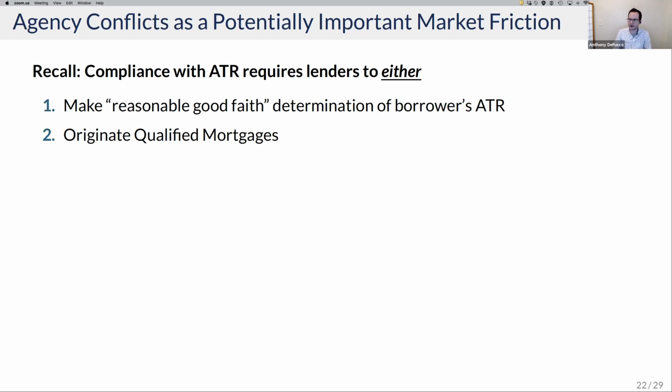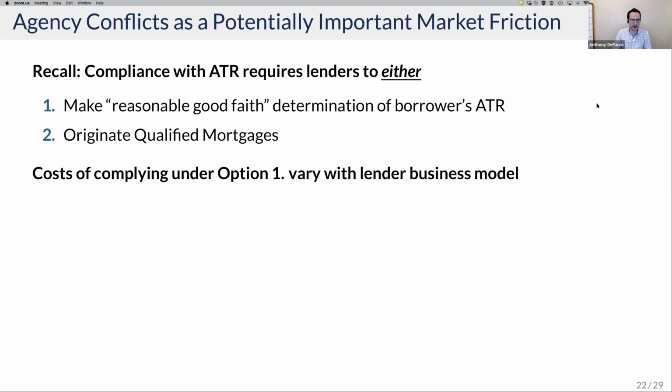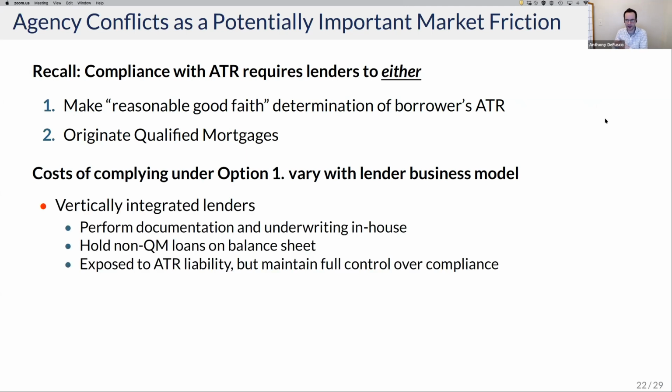Well, the costs of complying with the law under that first method vary a lot depending on the business model of the lender. In particular, we're going to think about 2 different types of lenders. There's what I'm going to call a vertically integrated lender, who performs all of the documentation and does all of the underwriting in-house, meaning they decide whether or not to give you the loan. They also collect all of the information about you. And then they're just going to hold their loan on the balance sheet.